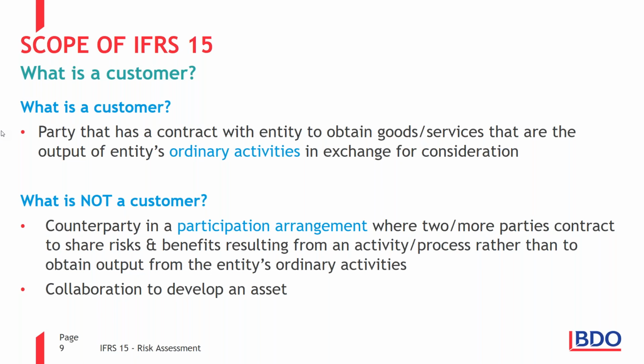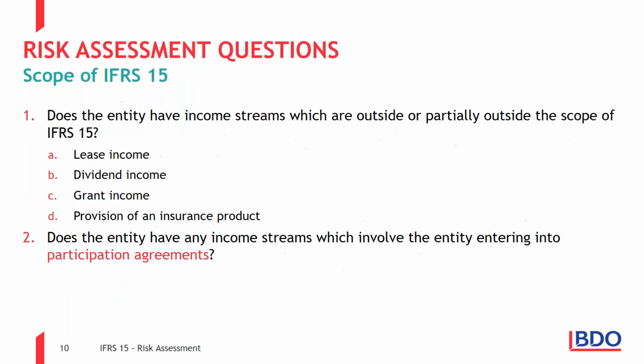So the last slide then on this section is the risk assessment questions. I guess the question is, do you understand your income streams? Which items are partially inside and outside the scope of IFRS 15? Do you have lease income, which falls into the lease standard when you have revenue, which is another part of the contract? Is there dividend income, which falls out of this? Grant income, this can be fun in the not-for-profit industry.